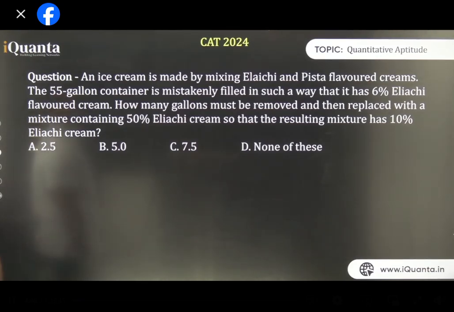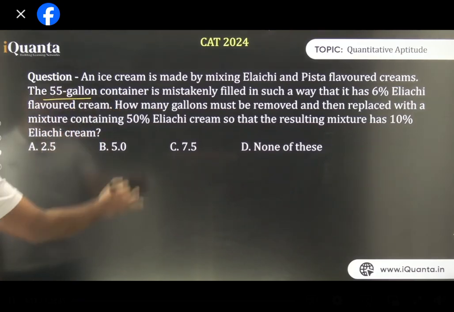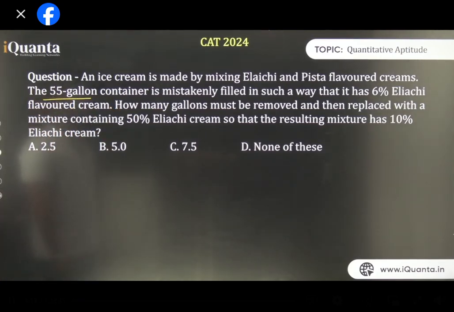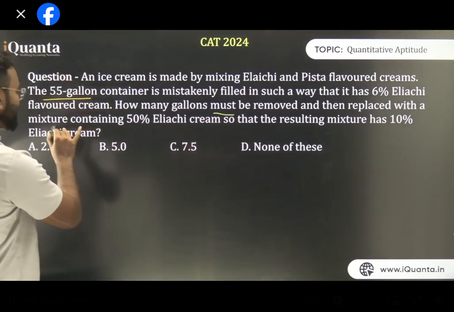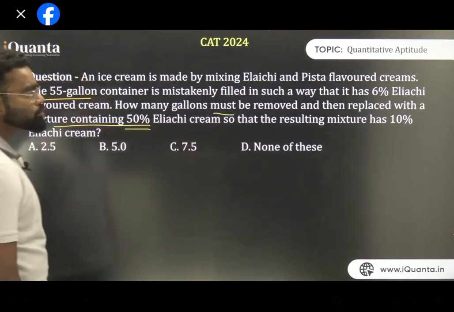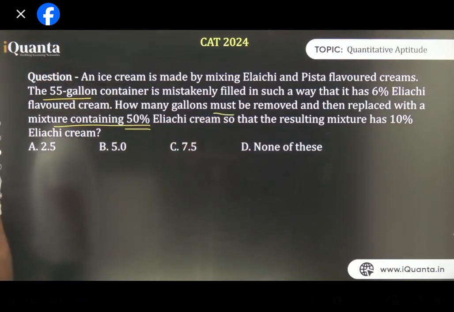So folks, how to solve this type of question? I'm giving you a minute and then we'll discuss this question right here. All of you, please go through this question. First I'm just explaining the question. An ice cream is made of mixing elaichi and pista creams. The most important thing is the 55-gallon container is mistakenly filled in such a way that it has 6% elaichi flavored cream, so it already has 6%. How many gallons must be removed and replaced with a mixture containing 50% elaichi cream so that the resulting mixture has 10% elaichi cream?